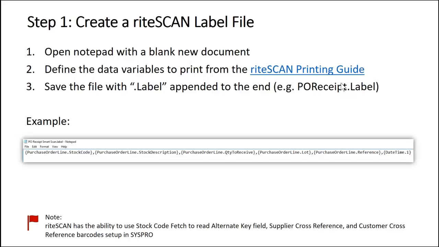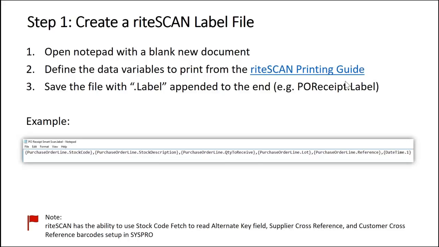The next step is to take a look at the riteSCAN printing guide. If you have had access to our support portal, it has all of the documentation needed, and that riteSCAN printing guide has the list of all the variables that you could possibly print from riteSCAN from each of the different modules. So you can take those variables and put them into that document, which we'll do shortly, and then save that file as a .label file to be used in riteSCAN.